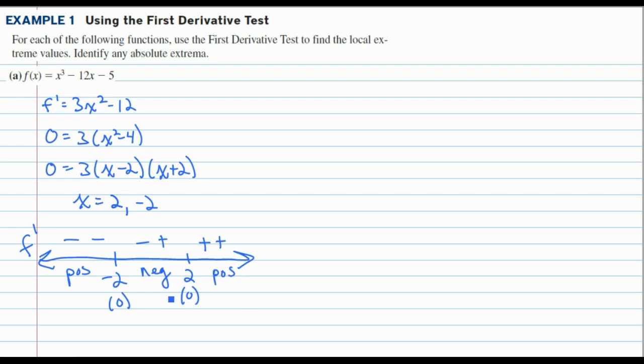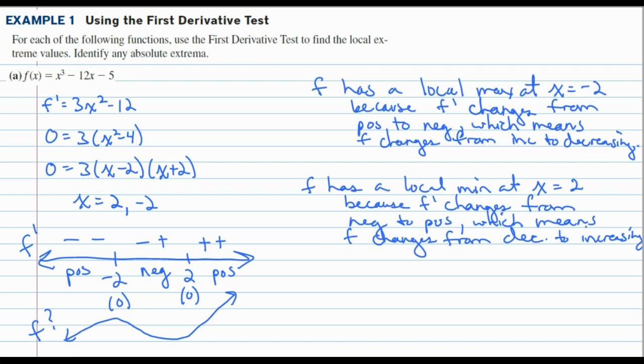Therefore, I can tell you that f would be increasing, decreasing, and then increasing again. If the slopes of the derivative are positive, that means f was increasing. And if the slopes of the derivative were negative, that would be decreasing. So f is taking on the shape of increase, decrease, increase. Which means I have a maximum here at negative 2 and a local minimum at positive 2. So I wrote out my conclusions and my justification.